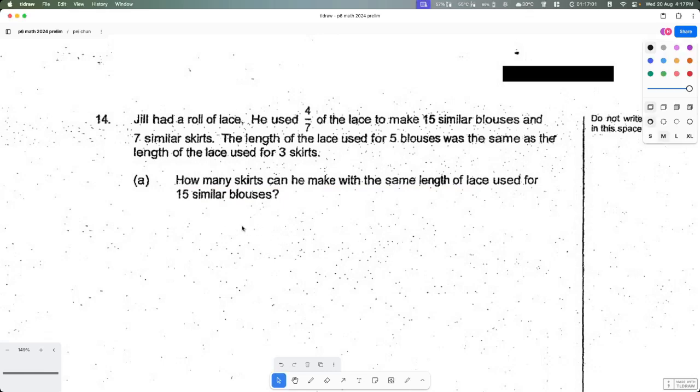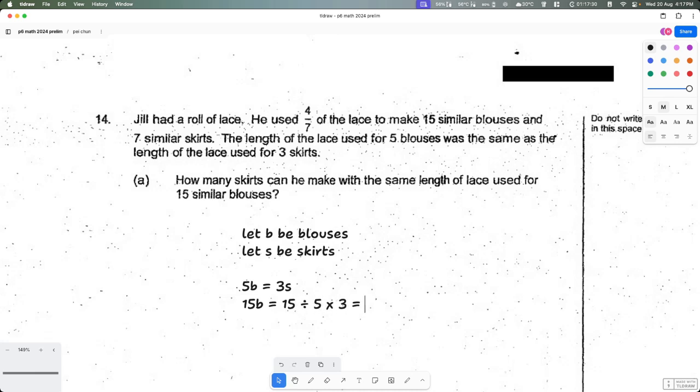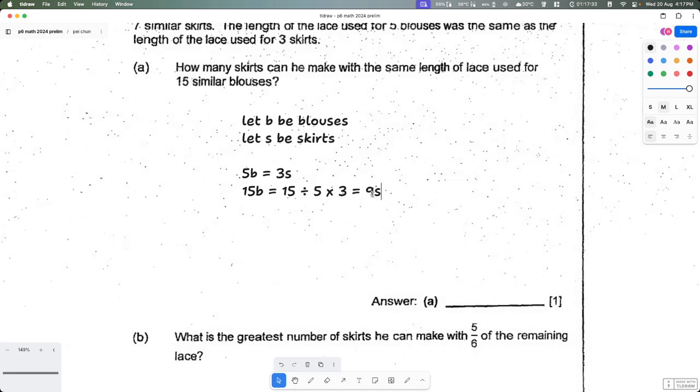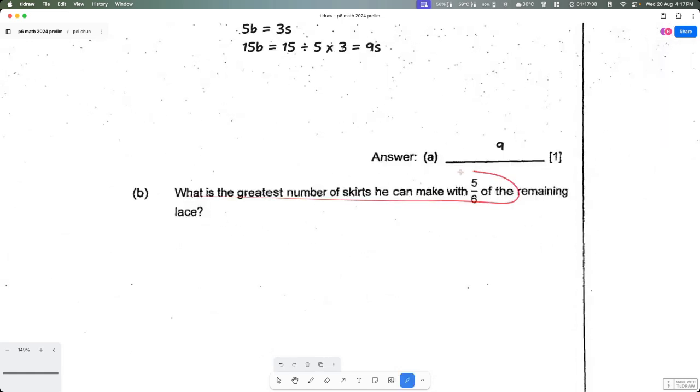Okay, so we know that for part A, 5 blouses, right? So let B be blouses, and let S be skirts. So we know that 5 blouses can make 3 skirts. So 15 blouses is equal to 15 divided by 5, which is 3, times 3. Let's make some space. And this is equal to 9S, or 9 skirts. Okay, so 9. All right, let's move on to the next question. Okay, what is the greatest number of skirts he can make with 5/6 of the remaining of the lace?